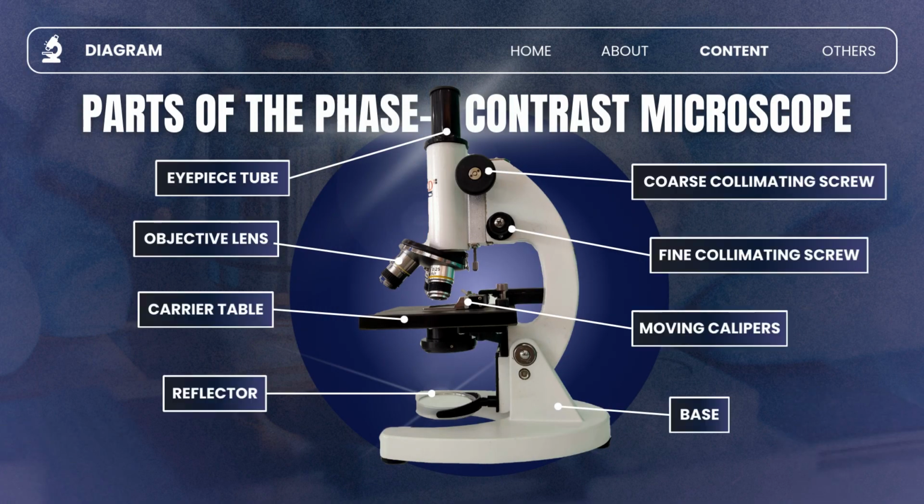This diagram shows the phase contrast microscope. Aside from the eyepiece, objective, and base, it has collimating screws for light alignment, a moving table for the specimen, and a reflector. These parts convert light phase shifts into contrast, making transparent specimens visible.